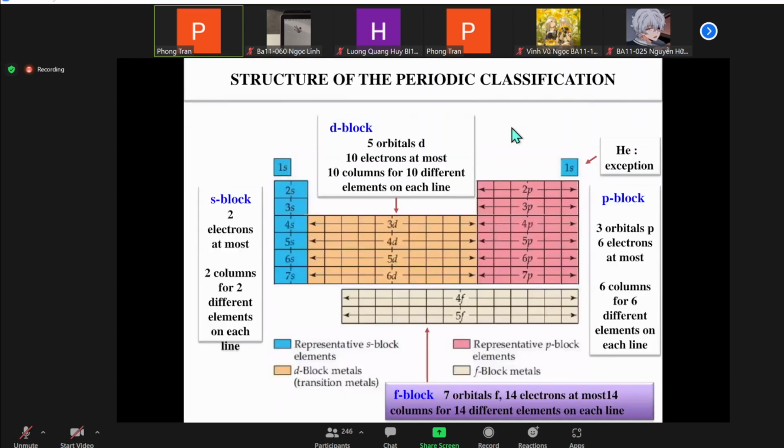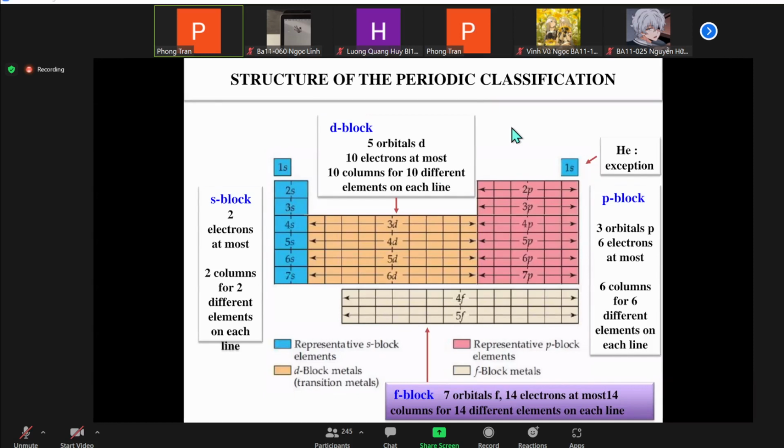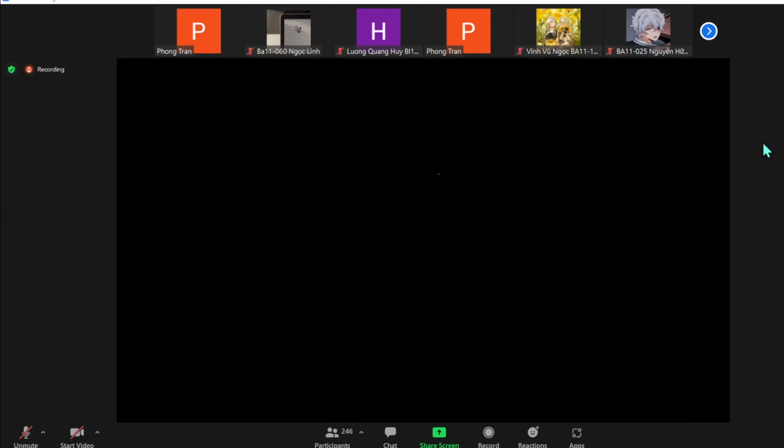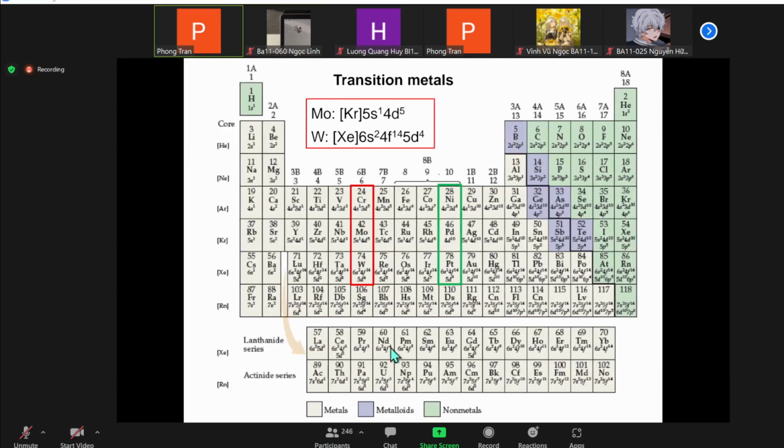Okay, so if you take the general periodic table of elements, you will see that you have the block S here, you have block P, and in the middle you have the block D. That means the transition metals. Now, please pay attention to the column 6B here.